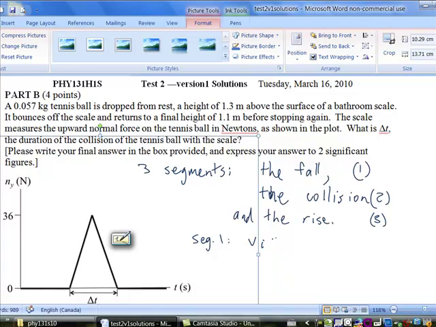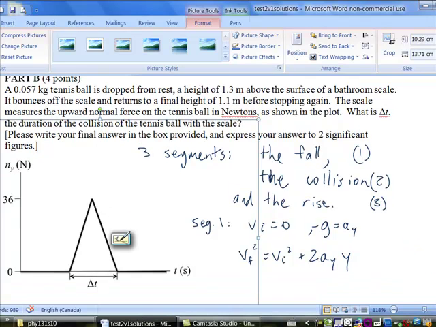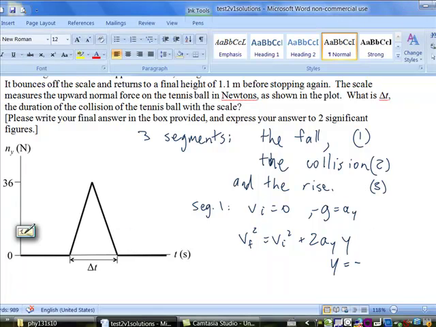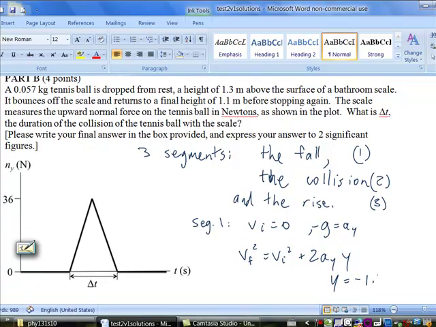you've got V initial equals 0, and the acceleration in the y direction is negative the gravity. So V final squared equals V initial squared plus 2 times a sub y times the y. Now we know that it falls a distance of y equals negative 1.3 meters.